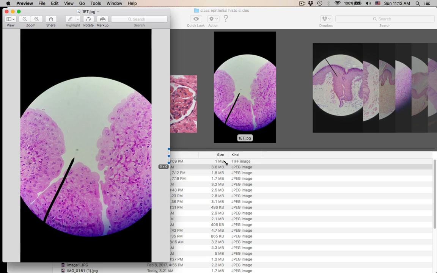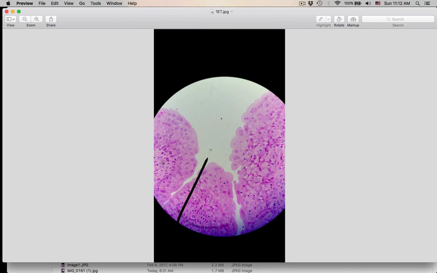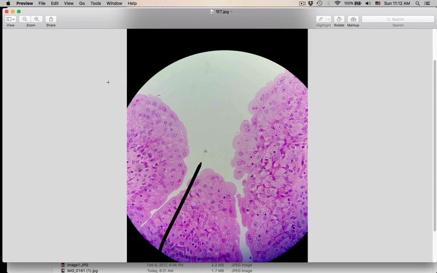So this guy, oops, let me pull this out. So we have the pointer in the lumen. What is the name of this epithelial tissue facing the lumen? This is number 1.